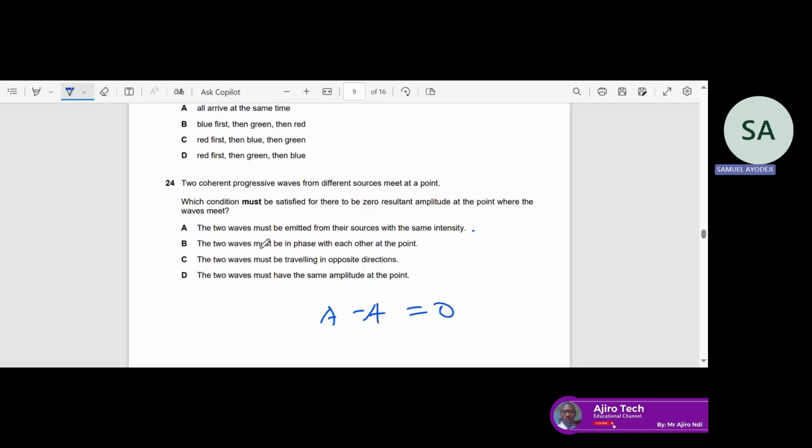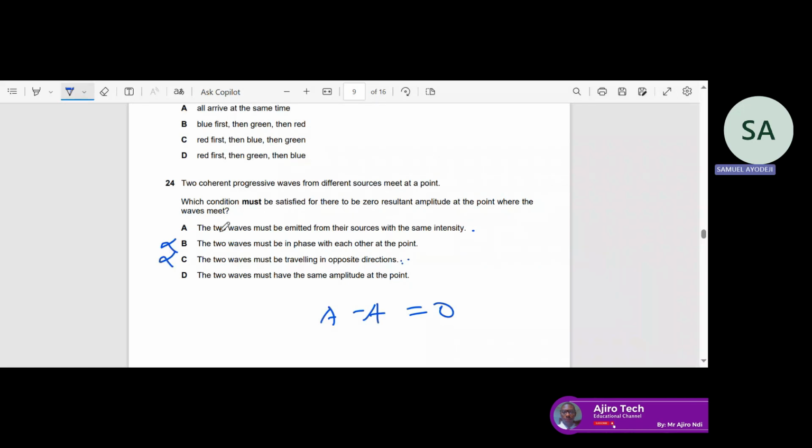The two waves must be in phase with each other. They must be out of phase. This is not even correct. First, they must be traveling opposite. The two waves must have the same amplitude at the same point. They must have the same amplitude. This one means they must be traveling opposite. If they are traveling opposite and they don't have the same amplitude, they can never be zero. This was not correct.